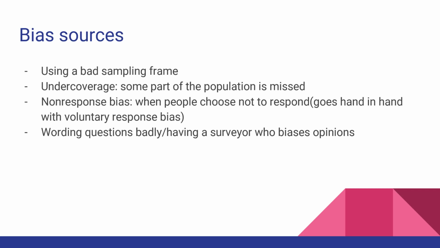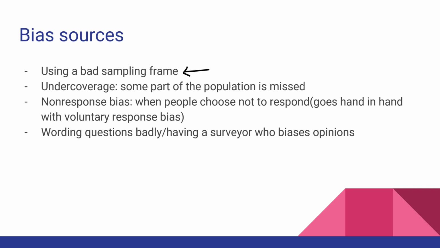Finally, you have some more bias sources. The first one is using a bad sampling frame to begin with. So the people that you're choosing from are already biased. So going back to my Starbucks sampling, if my sampling frame was everyone inside a Starbucks shop, that is already a bad sampling frame because this shows that these people already like coffee or Starbucks in general.